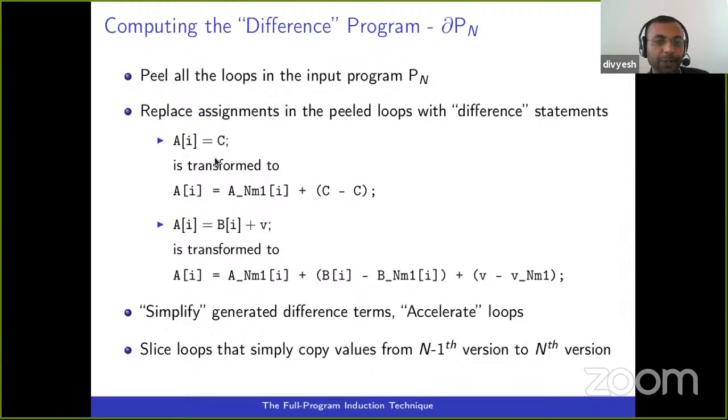So if your statement is a of i is equal to a constant, then it is transformed to a statement which says the value of a of i is equal to the value coming from the program Pn minus 1, denoted as shown here, plus the difference in the value of this constant. Such difference terms are subsequently simplified, and the loops containing only such assignment statements are sliced off. Here is another example.